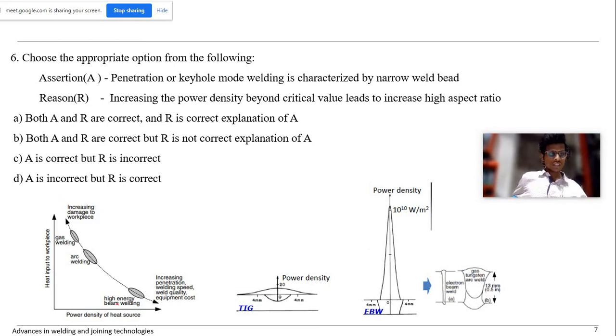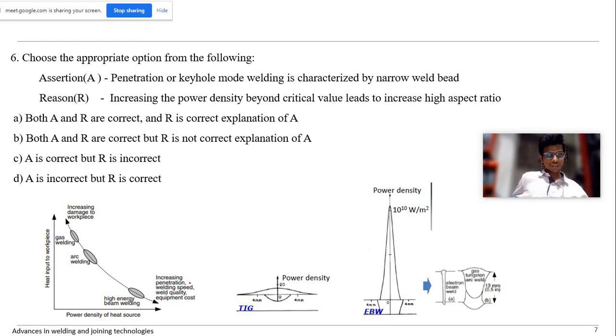Before going to this question, if you see this figure, we'll get to know what the power densities are for each particular welding process. If you see gas welding and arc welding, the power density is very low. But if you see high energy beam welding like electron beam welding or laser beam welding, the power density is very high, as we already know. This figure depicts heat input versus power density for various welding processes.